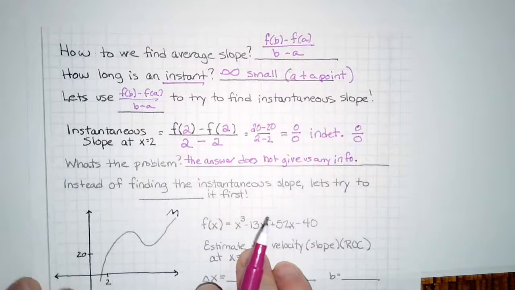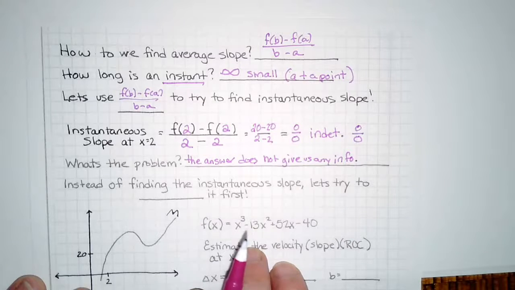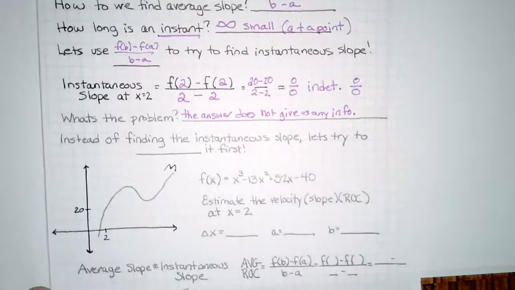Okay, so what we're going to do is right now we're going to dump trying to find instantaneous slope exactly. We're not going to find it exactly. We're going to try to estimate it first.